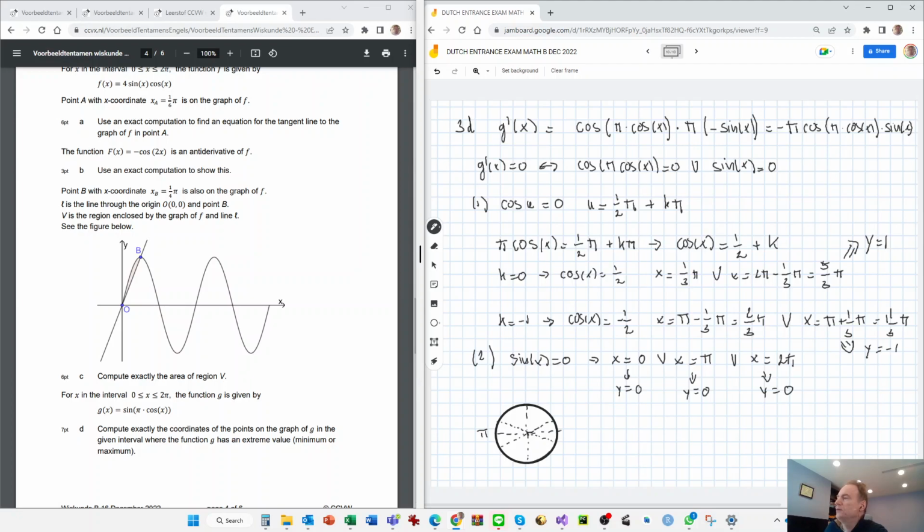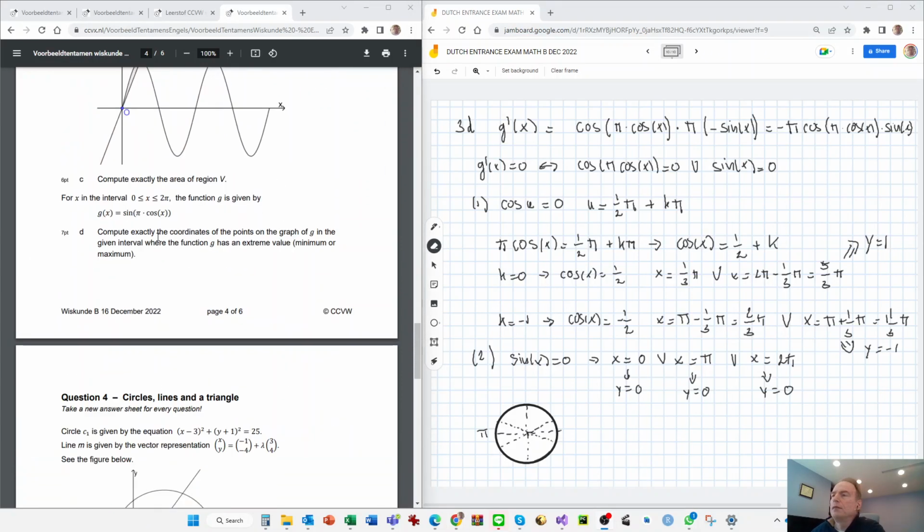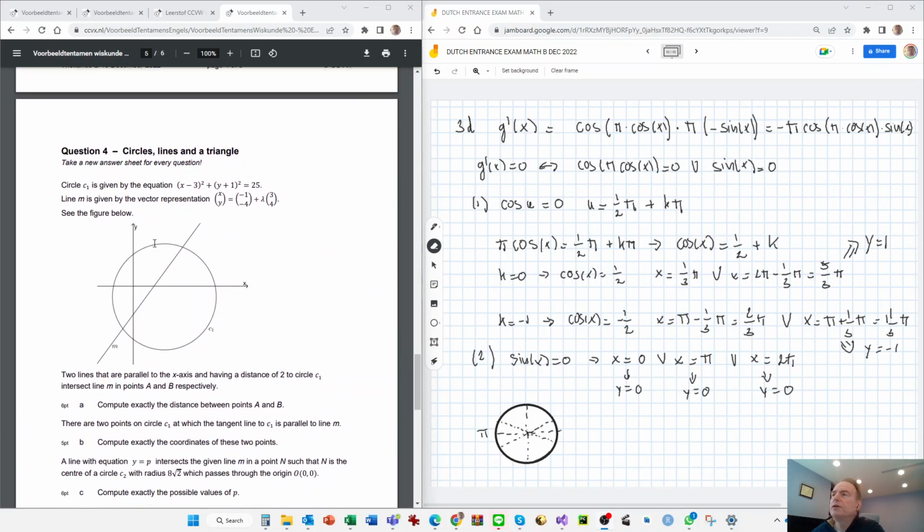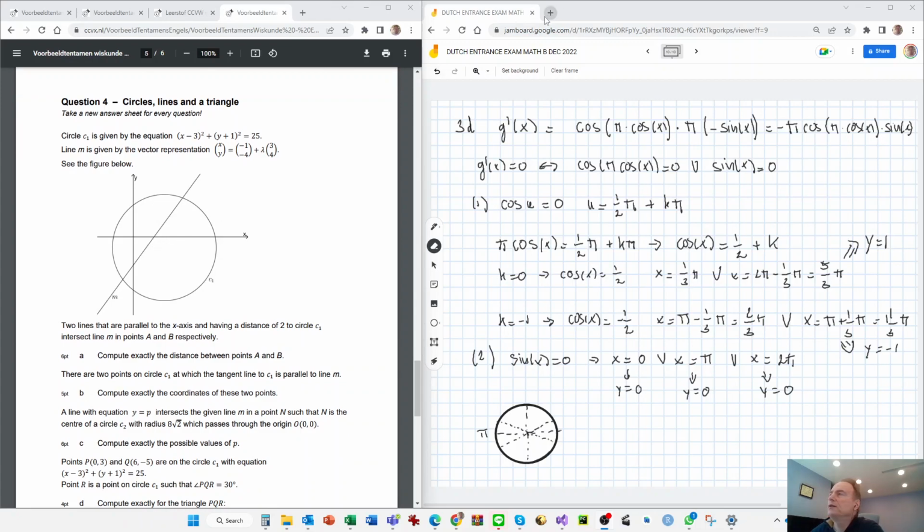Yeah, I guess you can then write out all the coordinates to be complete, but I think this is probably good enough. Moving on to question 4, circles, lines and a triangle.